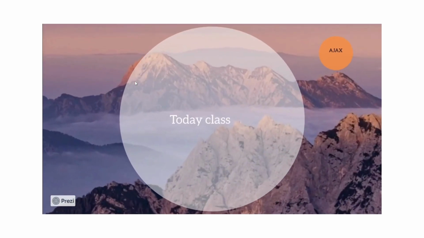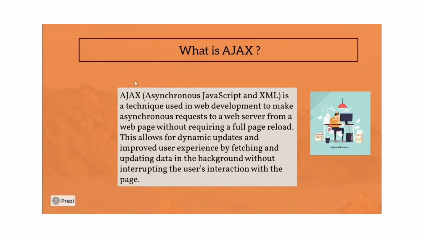First of all, what is AJAX? AJAX is an asynchronous JavaScript and XML. Let me explain the XML in our next slide. First, just an overview of what AJAX is. It is a browser built-in XMLHttpRequest object.